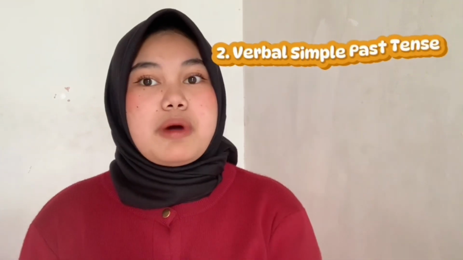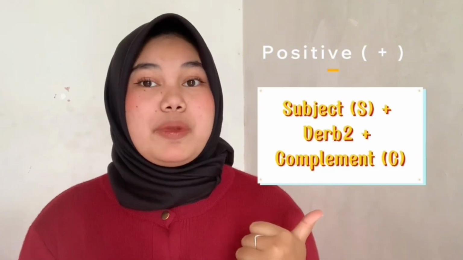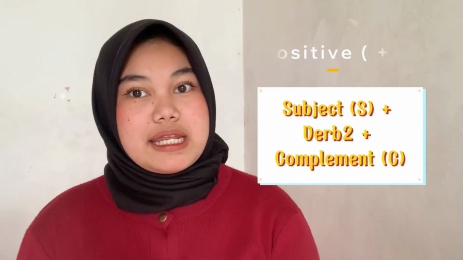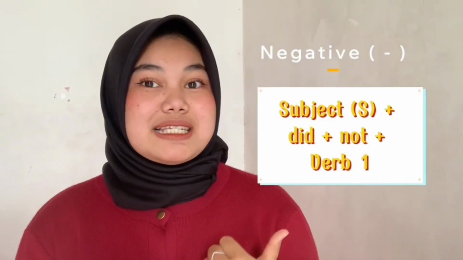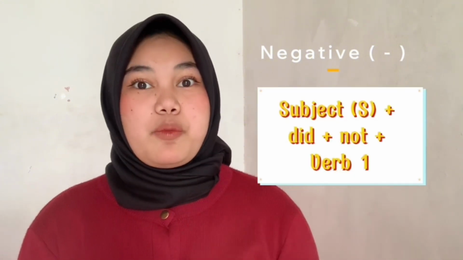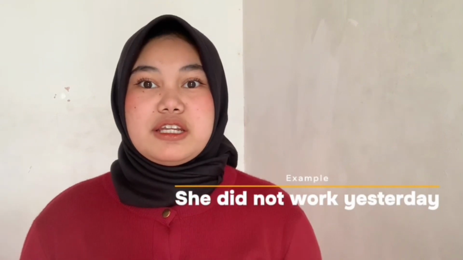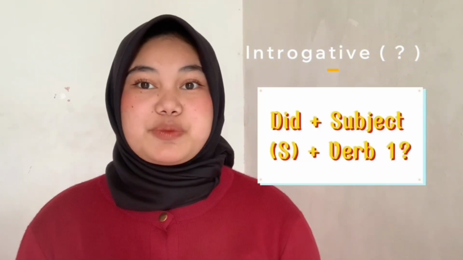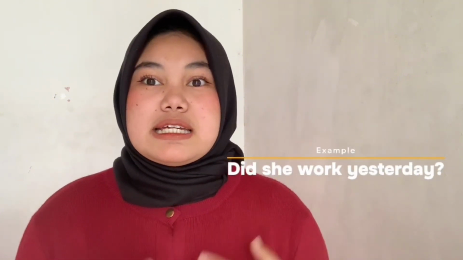Number 2. Verbal simple past tense formula. For a positive sentence: subject plus verb 2 plus complement. Example: she worked yesterday. For a negative sentence: subject plus did plus not plus verb 1. Example: she did not work yesterday. For an interrogative sentence: did plus subject plus verb 1. Example: did she work yesterday?